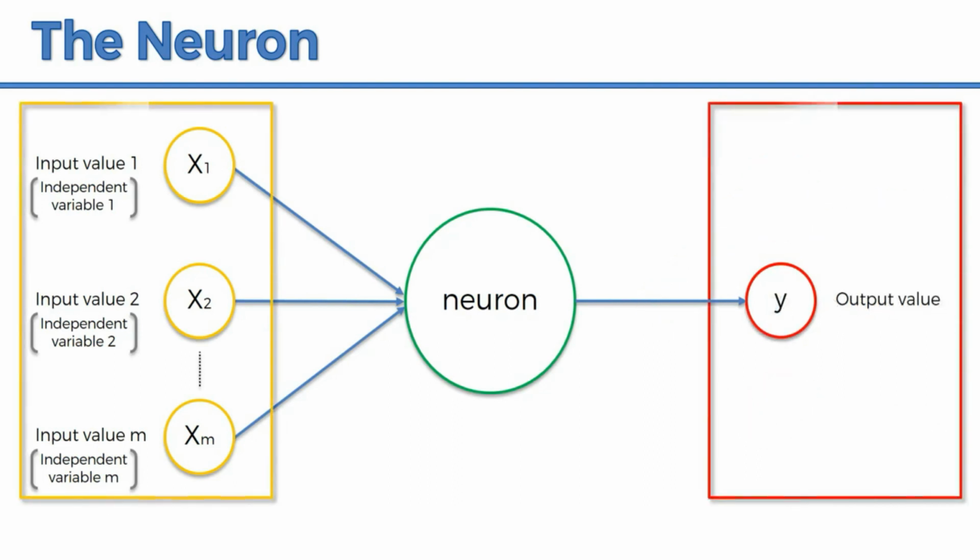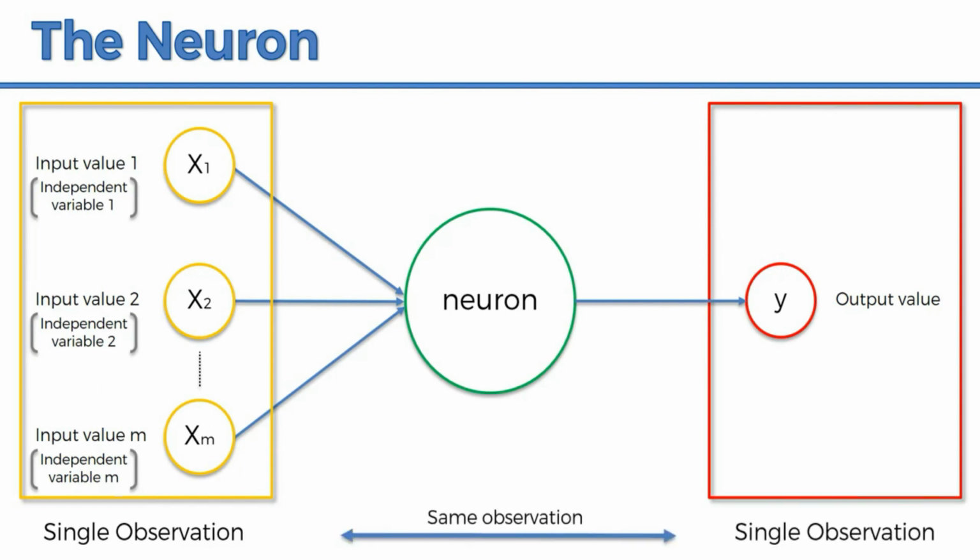And one more point, the point that we've already made, which I just wanted to reiterate. On the left, you've got a single observation, so one row from your data set, and on the right you have a single observation as well, and that is the same observation. Whatever inputs you're putting in are for one row, and the output you get is for that same exact row. If you're training your neural network, then you're putting the inputs in for that one row, and you're putting the output in for that one row.